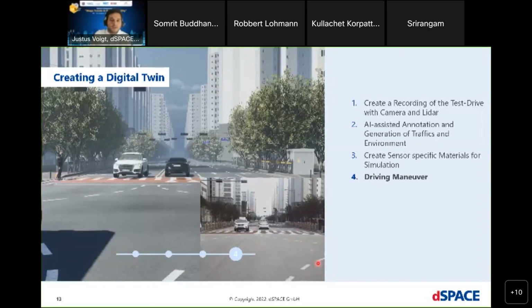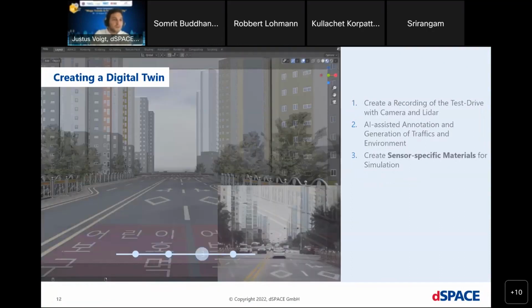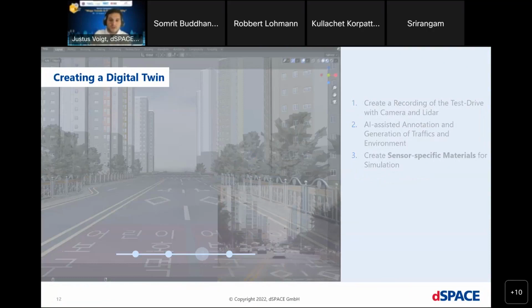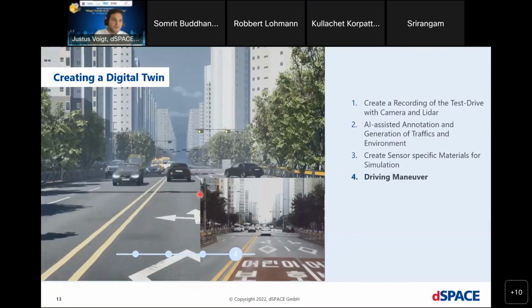So at the bottom right, you can see the original recording. I can repeat this. And the other video shows the same maneuver simulated in Aurelion. As a small variation, you can see here, for example, that the color of the car in front of us, we change from white to black.